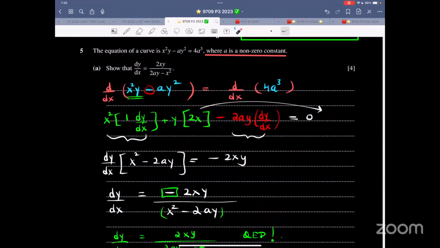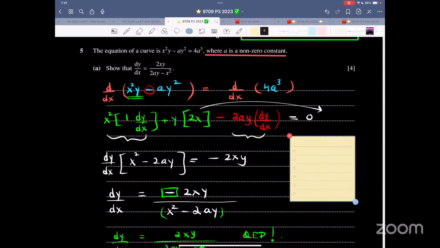Question number 5, just go through it. What does it say? The equation of a curve is this thing where a is a non-zero constant. So expect something like this in Monday's paper. Something implicit, something with this unknown constant. So let me just highlight it over here. This is one of my favorites, implicit. This is for Monday 19th. So this is a favorite question, implicit with this unknown constant.